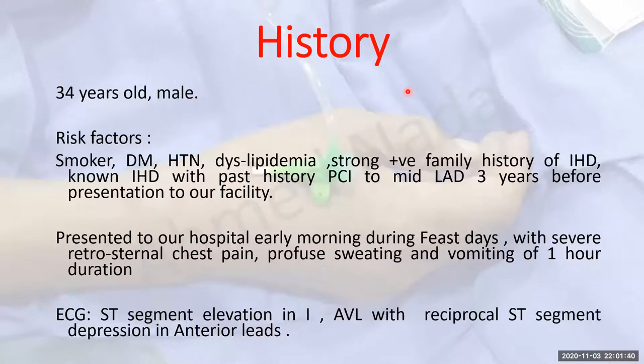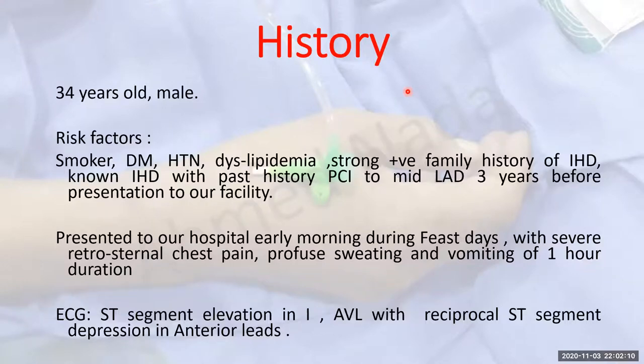And as we know, Eid in our countries is a little bit different. During the three days of Eid, we did 18 primary cases, and five of them were left main occlusions. He was one of these left main occlusions. He has multiple risk factors: he is a heavy smoker, diabetic, hypertensive, dyslipidemic, with a positive family history of ischemic heart disease.